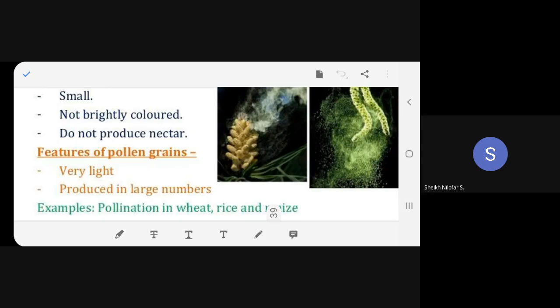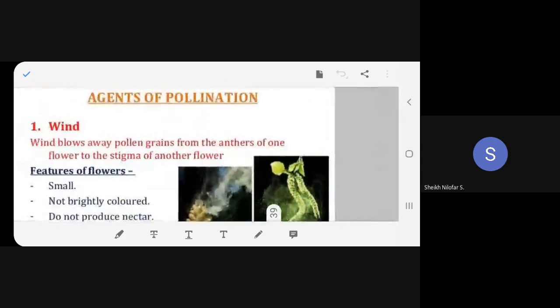Now what are the features of pollen grains? They are very light. They are not heavy. Pollens are very light, and they are produced in large numbers. Where do you get this pollination? Generally, wheat, rice, and maize.